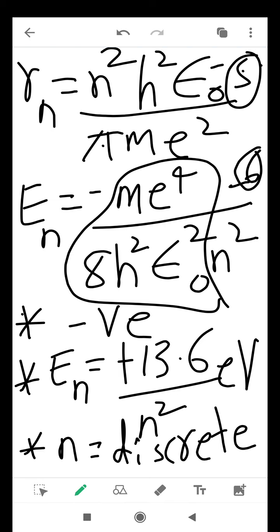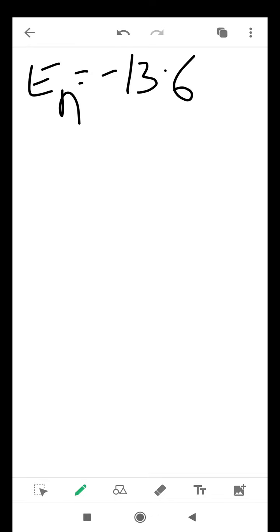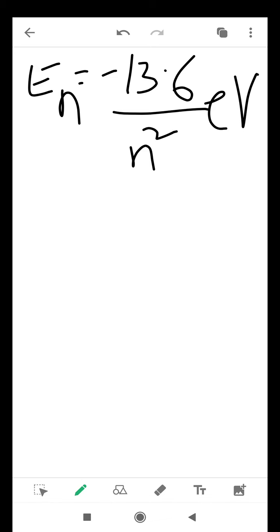After simplification, we will get En is equal to minus 13.6 divided by n square electron volt. So now this is all about the derivation of total energy of an electron in a hydrogen atom. Now we'll derive the expression for frequency of an electron in its nth orbit of hydrogen atom. So next we'll derive the expression for frequency.